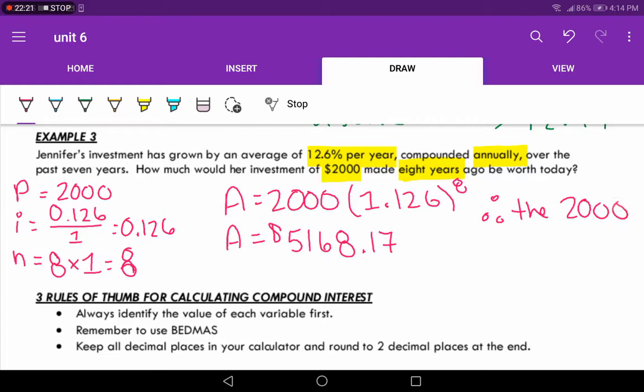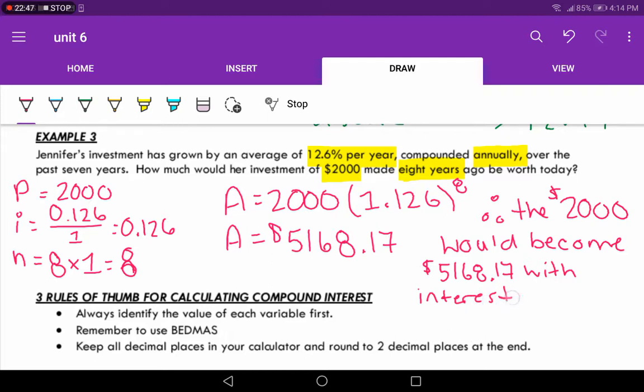The $2,000 would become this amount with interest after 8 years. Perfect. Okay. And we're almost done.